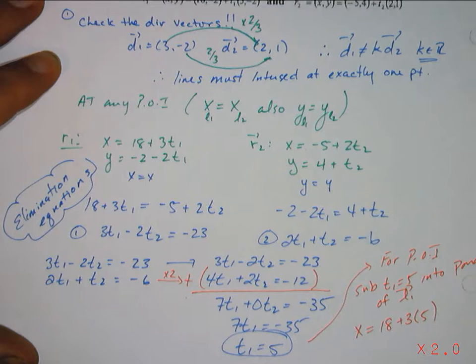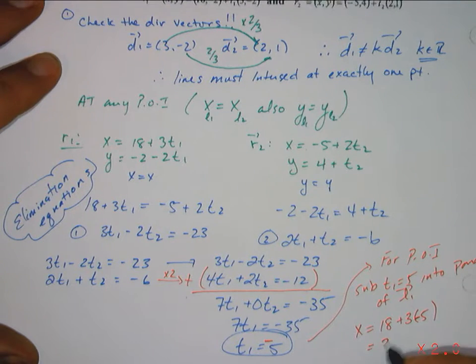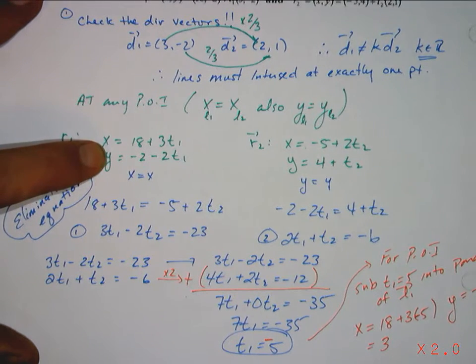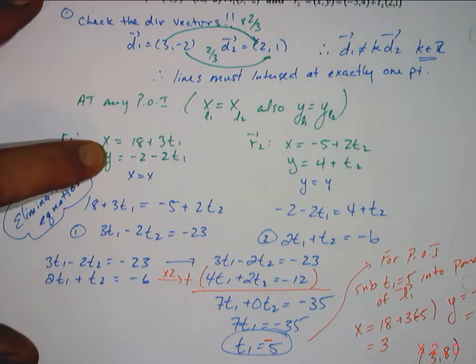It should be negative 5. I wonder how long people have been yelling at me about that. But it should be negative 5 here, so a negative goes in here. So it's going to be 18 take away 15, which is going to be 3. And y is going to be negative 2 times negative 5. So I guess that will be 8. So our point of intersection is 3, 8.